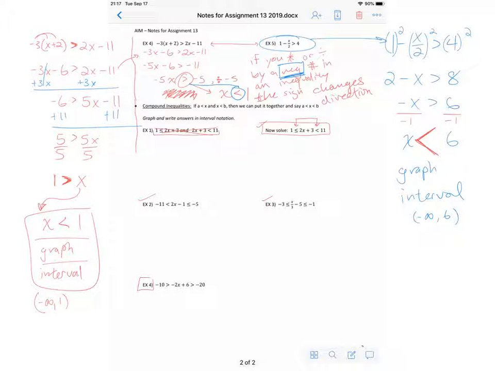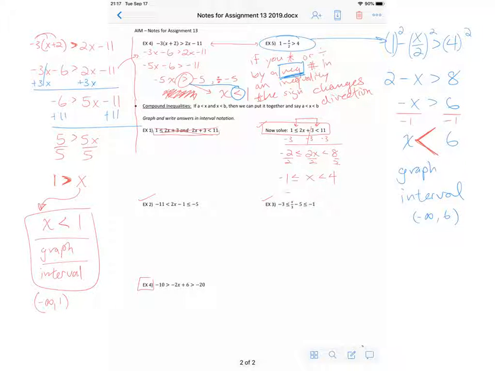To isolate the x in the middle, you'll want to first subtract 3. And this time you're going to do it to all 3 sides, the left side, the right side, and the inside. Because that's how you're going to isolate the x's, manipulating the inside. So that leaves me with negative 2 is less than or equal to 2x is less than 8. Then you divide everything by 2. You get negative 1 is less than or equal to x is less than 4.